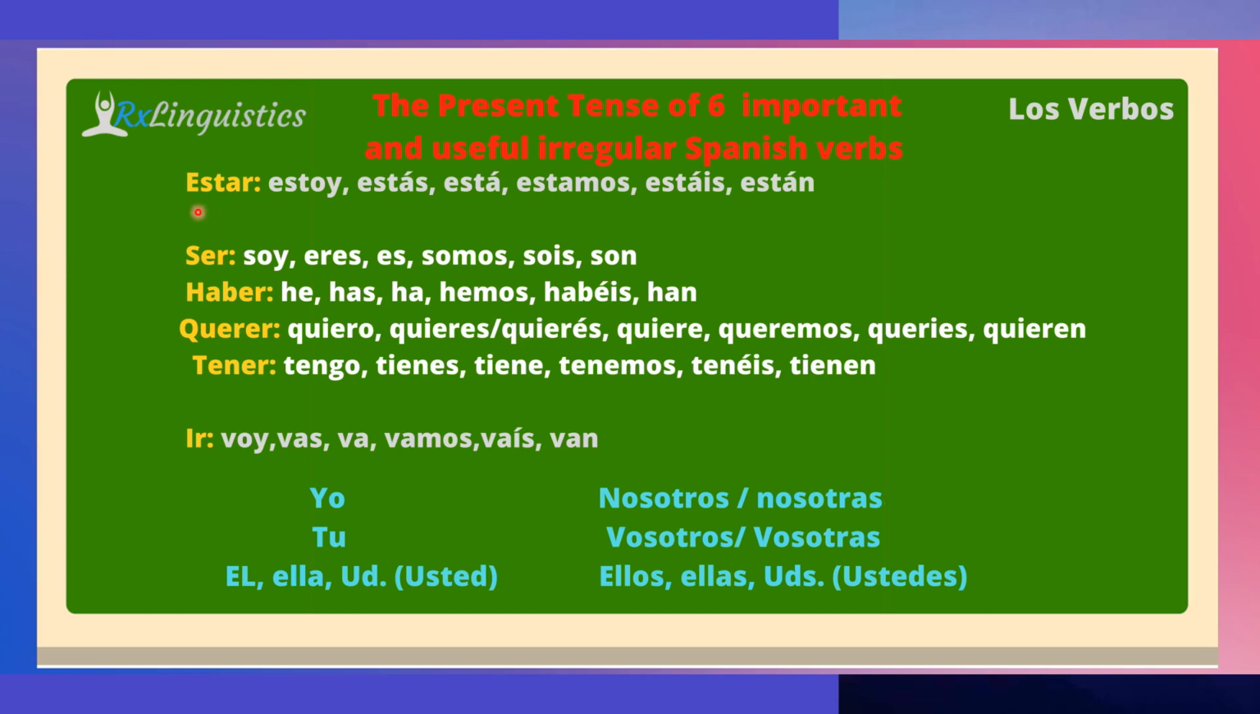Haber and ser and estar are helping verbs. They are auxiliaries that you use to form other tenses, especially compound tenses. So they are good to know for their own use in isolation, but it's also good to know them as auxiliary verbs when you are in an environment where a compound tense is necessary. Okay, so: he, has, ha, hemos, habéis, han. Again, the h is mute, so it's a, as, a, hemos, habéis, an.